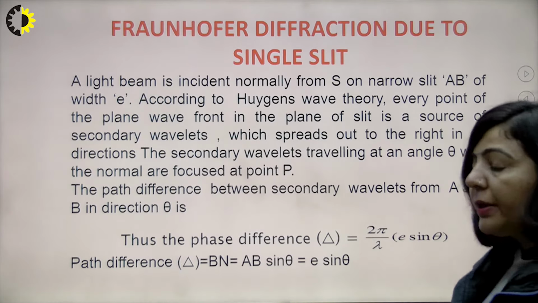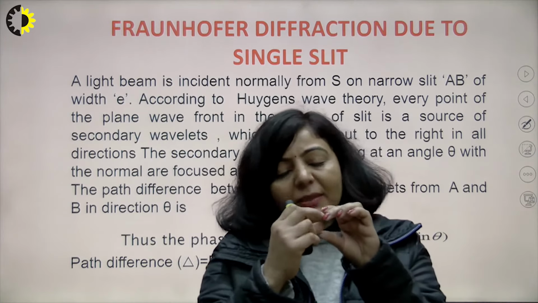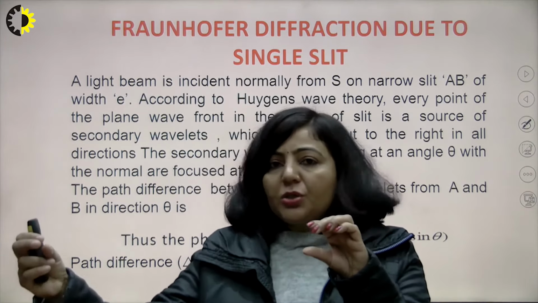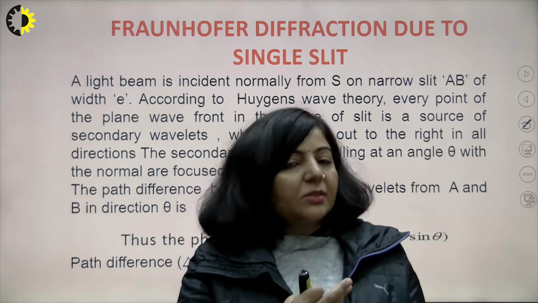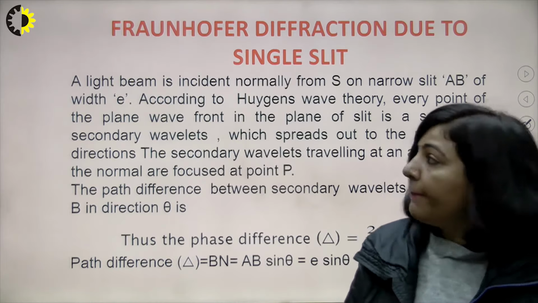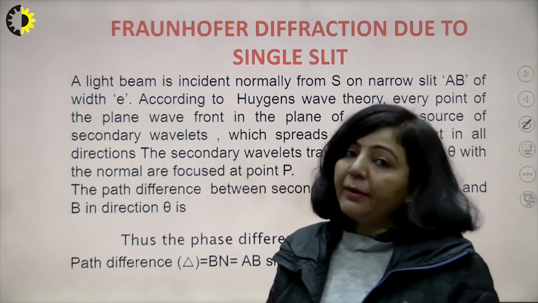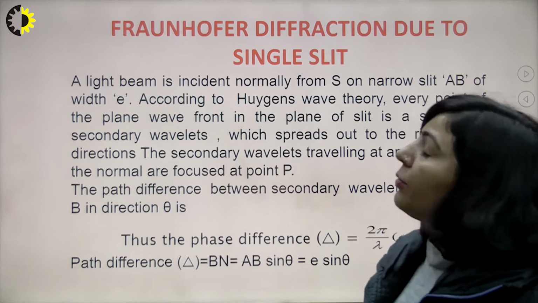So in this particular case, you have a single slit, meaning a slit of very small width. There is a source of light which will illuminate this slit, and there is a screen over which you are going to observe the diffraction pattern. So how will that diffraction pattern be formed?